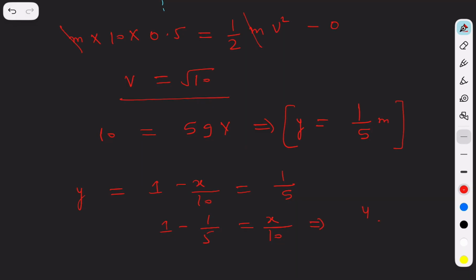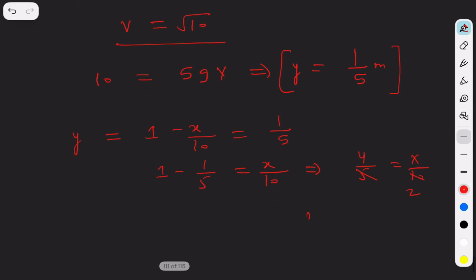So x will be 8 by 10, or 0.8. The value they have asked for is x, and that will be simply 8. If somebody asks what would be the distance from the suspension point where we should place the nail, that is 0.8 meter. But that was not the question they had asked. They had asked the value of x. So the x value will be 8, nothing else.